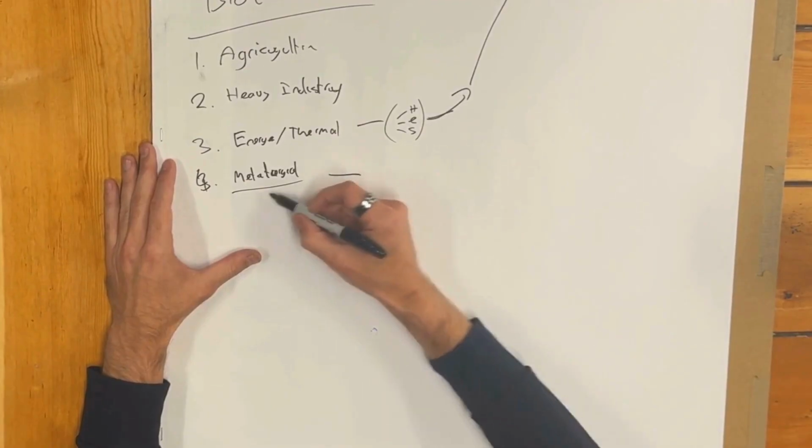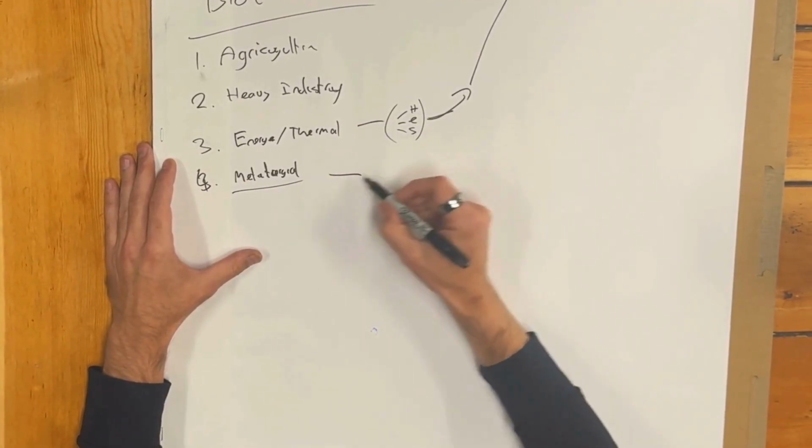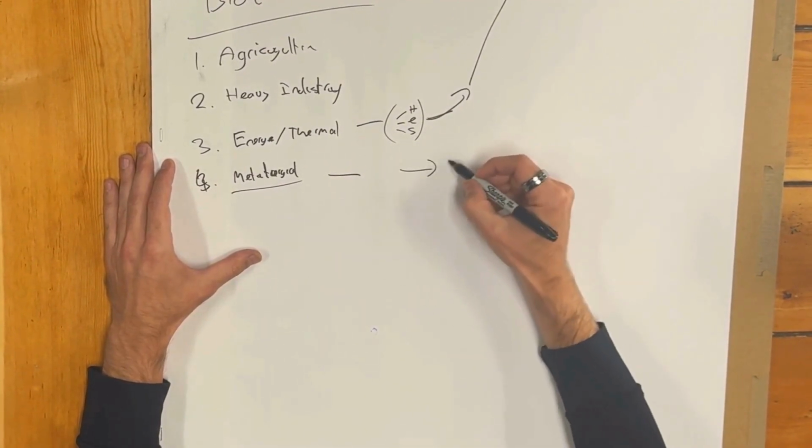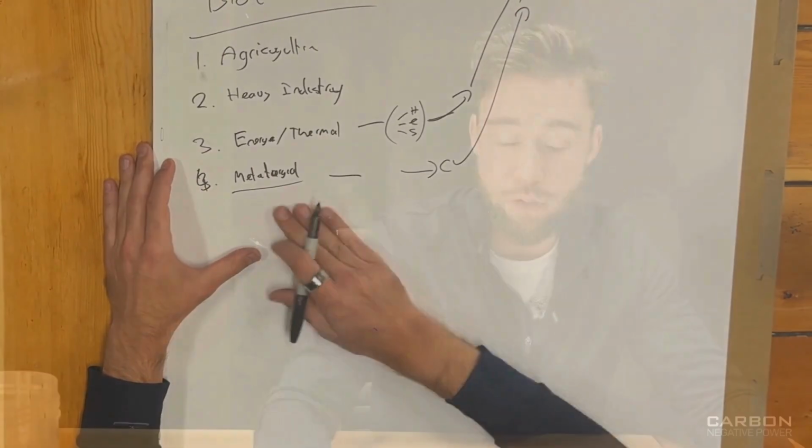Again, it's a similar process. A percentage of the carbon will go into the metal. It's actually not a large percentage. But the existing carbon will also go back into the atmosphere after it's been burned, because this is an energy process as well. So these two we don't focus on a lot at Carbon Negative. We focus heavily on agriculture and heavy industry. So now we're going to go into these two in a little bit more detail.